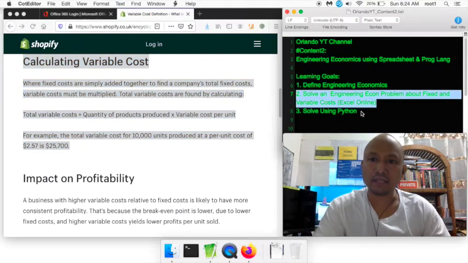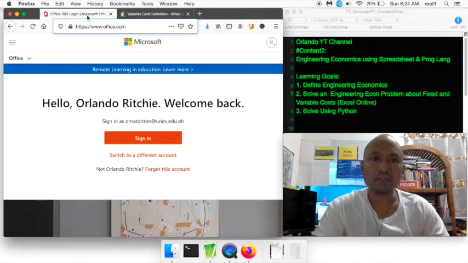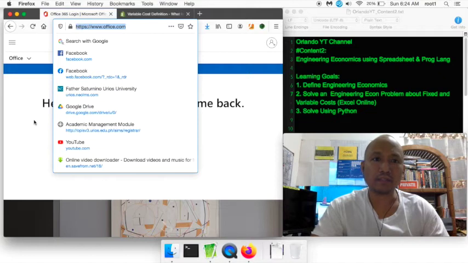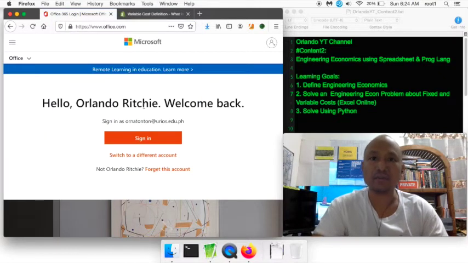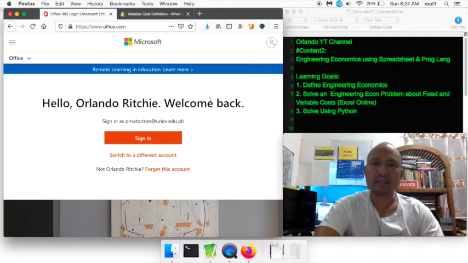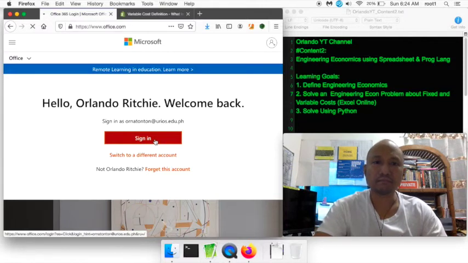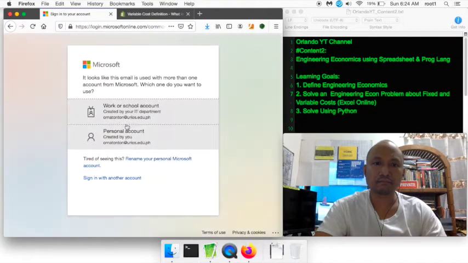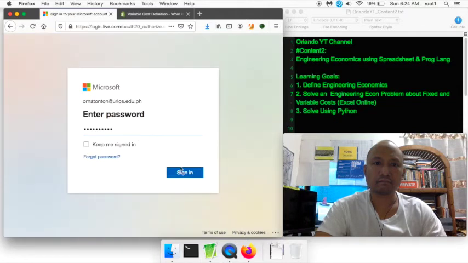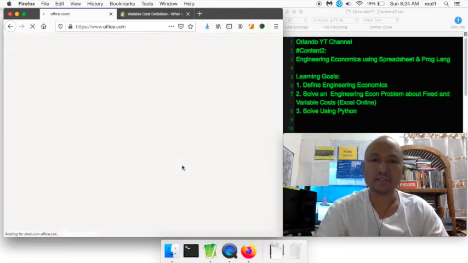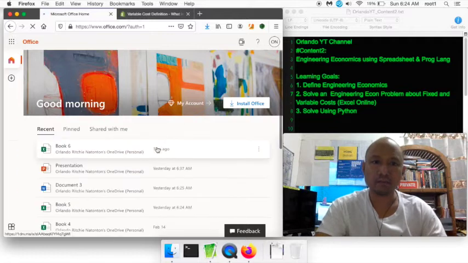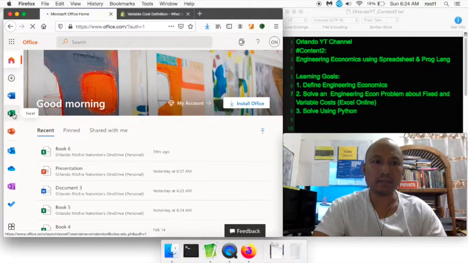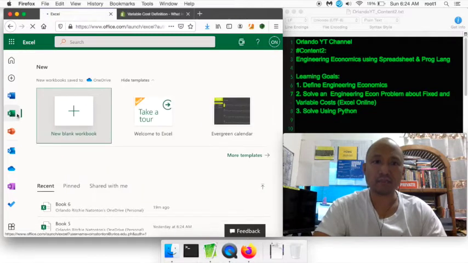To solve this using a spreadsheet online, we go first to the URL office.com from Microsoft, and let's try to sign in. For those who have not yet signed up, please try to sign up because this is free for online. All right, so we're in. This is my office.com environment. I'm just going to click Excel. Again, this is free for online users. And let's go to a new blank workbook.